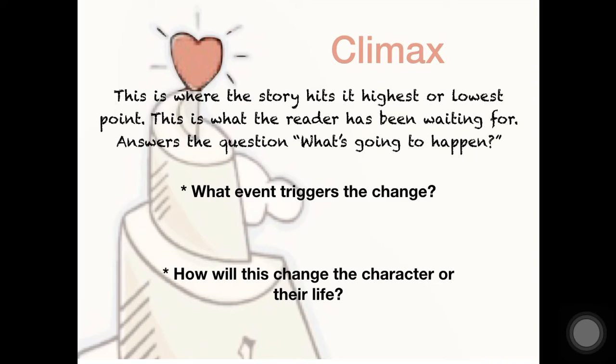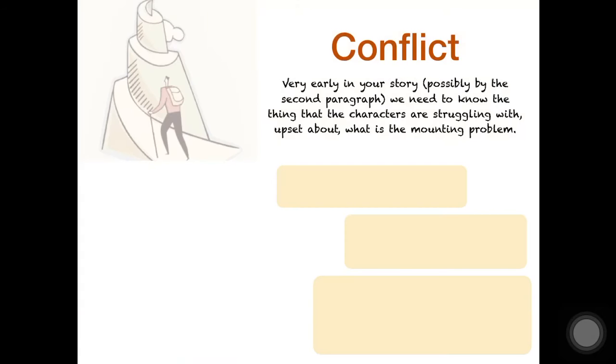And once you have all of this historical information, once you know what your conflict is, okay, that's what you're going to do with this worksheet, okay? So if you notice here, very early in your story, possibly by the second paragraph, we need to know the things that the characters are struggling with, upset about. What is the mounting problem? So in this first box, you're going to write who has the struggle.